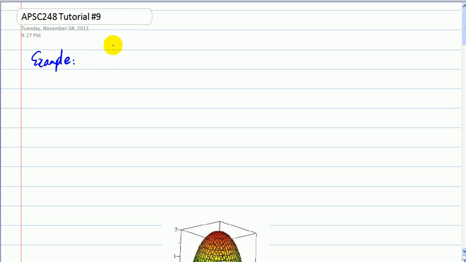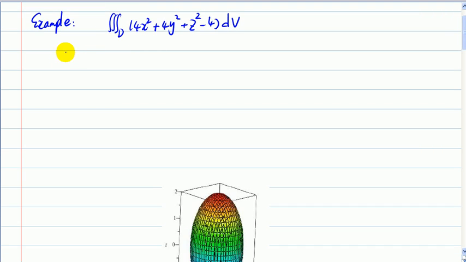What it asks is to give a region or domain D such that it minimizes the value of a triple integral, and the triple integral is this. So the question is, what kind of D will minimize the value of this triple integral, right?